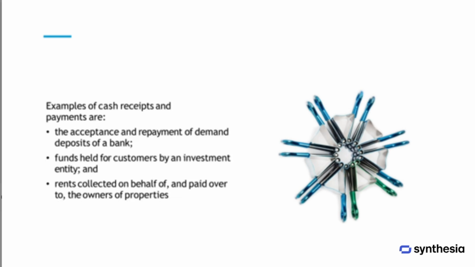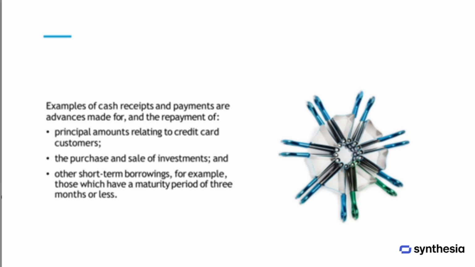Examples of cash receipts and payments that may be reported on a net basis include the acceptance and repayment of demand deposits by a bank, funds held for customers by an investment entity, and rents collected on behalf of property owners and paid over to them. These transactions involve the entity acting as an intermediary, and the net basis provides a clearer representation of the actual cash flows related to the entity's operations, excluding those passed through to others.